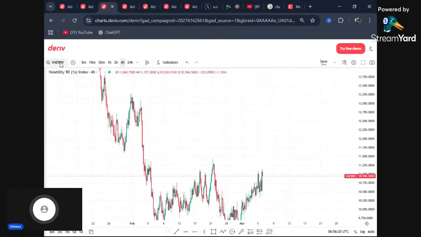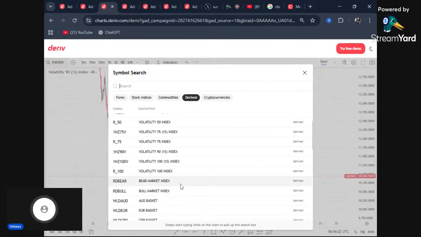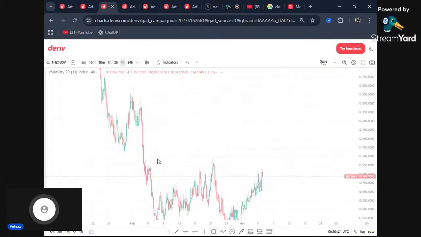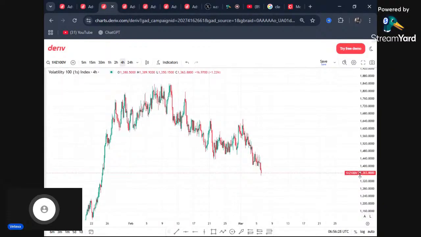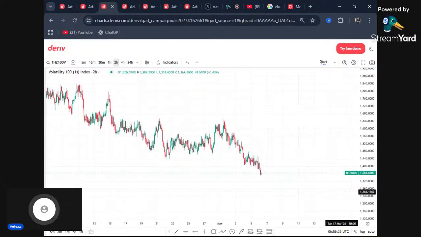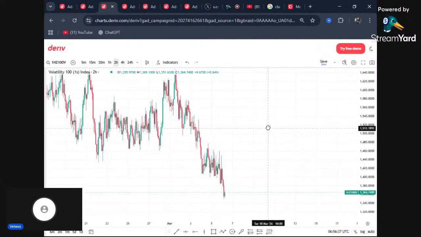So the next pair we'll be checking after V91s is what? V100s. V100s is bearish on what? On the 24-hour time frame, on the weekly time frame. On the 4-hour time frame it is bearish. Let's check the 2-hour time frame. Let's see if we are going to have a continuation from that zone.